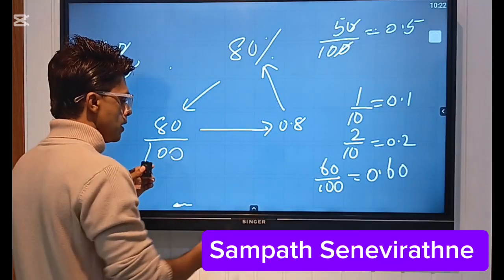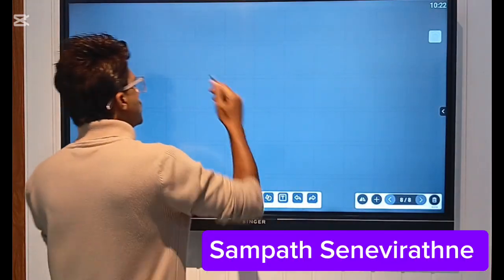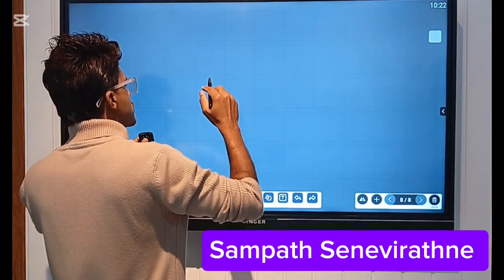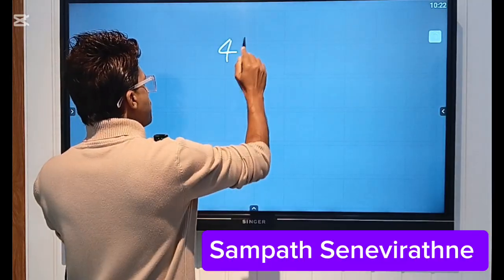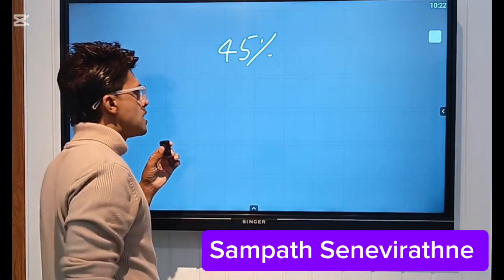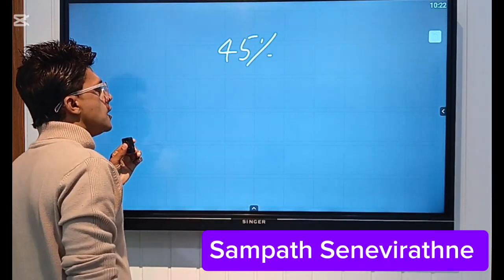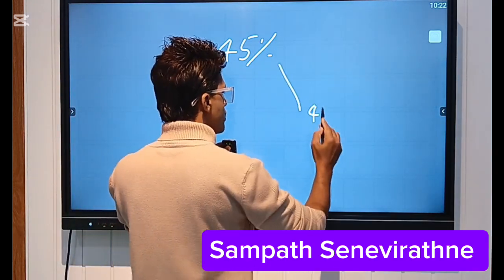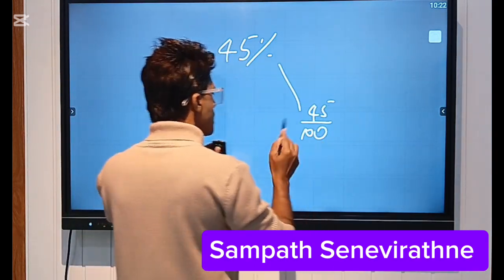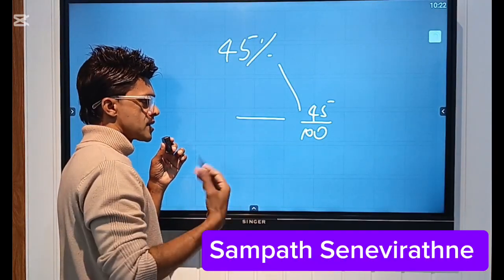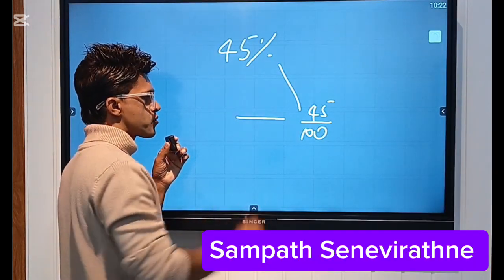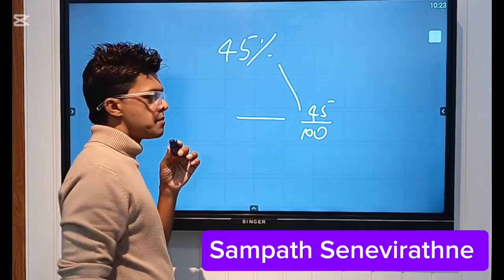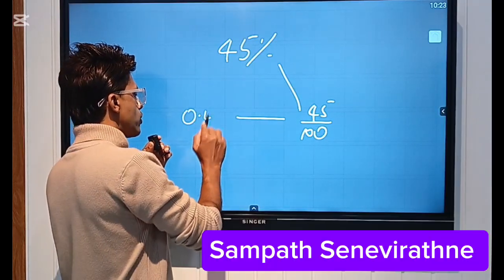Think of this question: 45%. How do we write this as a fraction? The related fraction is 45 over 100. Can you tell me the related decimal number? We can take it as 0.45.